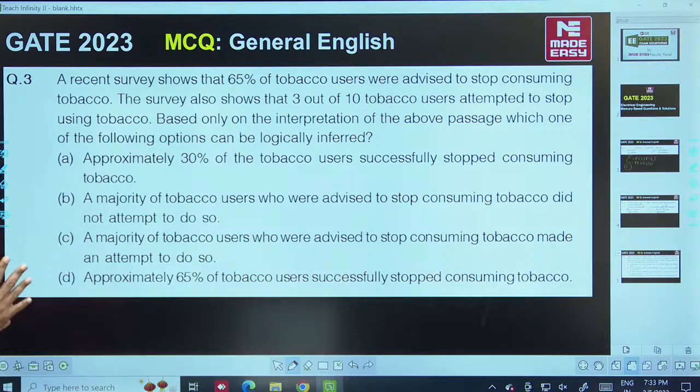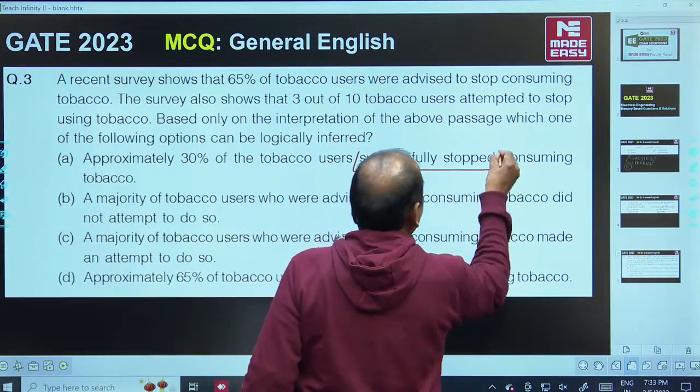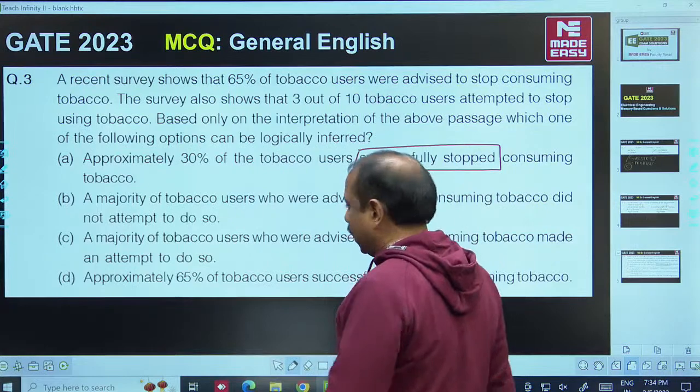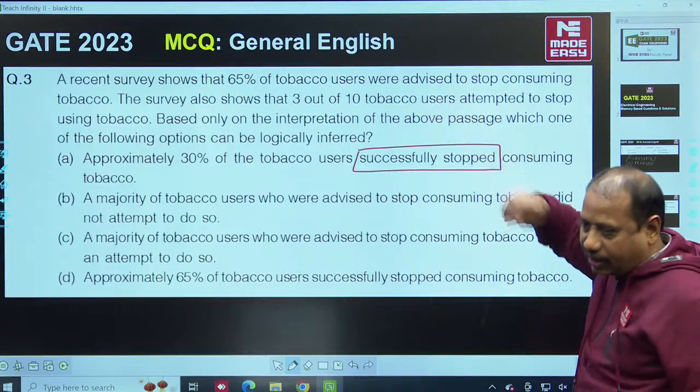Question based on inference. Now let's use elimination technique. You know what elimination technique is, we discussed it in the classes time and again. Rather than focusing on what is the answer, we focus on eliminating unnecessary options and we will be left with one. That's our answer, right? Now option A is wrong. Why is option A wrong? Approximately 30% of the tobacco users successfully stopped. This part of this sentence in option A spoils it. So that's wrong. Why? Because it is contradictory to the information given in the passage.